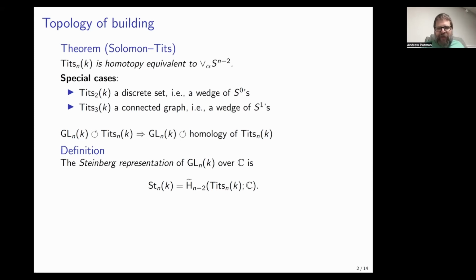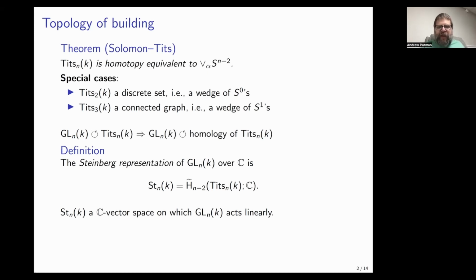So the Steinberg representation of GL_n K, and I'm going to put coefficients in C just for simplicity. By the way, can people see my mouse right here when I move it? Yes. Okay, good, because I'm going to use that to gesture. The Steinberg representation, which I'm going to denote St_n of K, is the homology in degree n minus 2 of the Tits building with complex coefficients. I'm going to use reduced homology, because that's the right thing to do for various reasons. It's the only non-zero reduced homology group of the Tits building. And so it's a representation: a complex vector space on which the general linear group acts linearly.